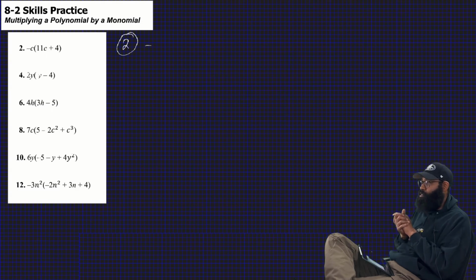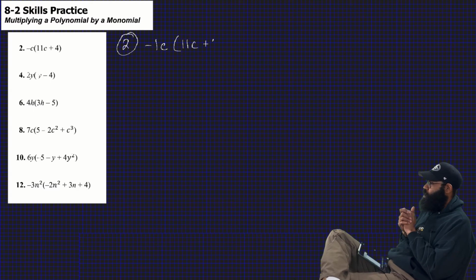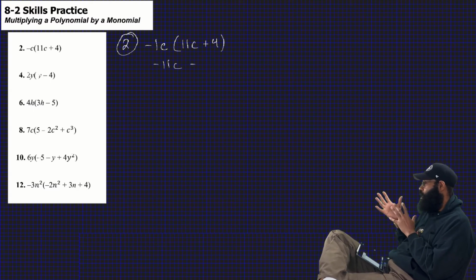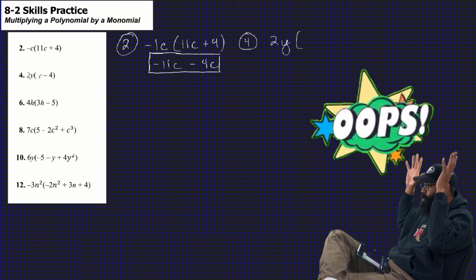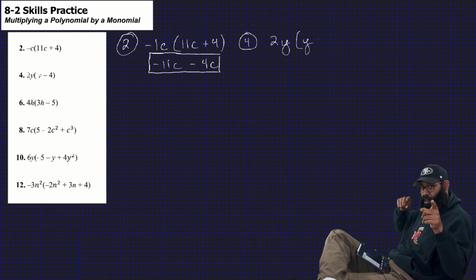Starting from the top again. So number 2, negative 1c times 11c plus 4, or the quantity 11c plus 4. So negative times a positive gives me a negative, and a negative times a positive gives me a negative. So the only thing that changed was, oops, I made a mistake. You see it? I know my editor does. That number 2 ain't right, y'all. It ain't right.